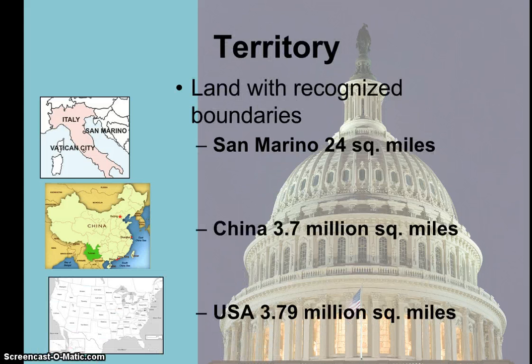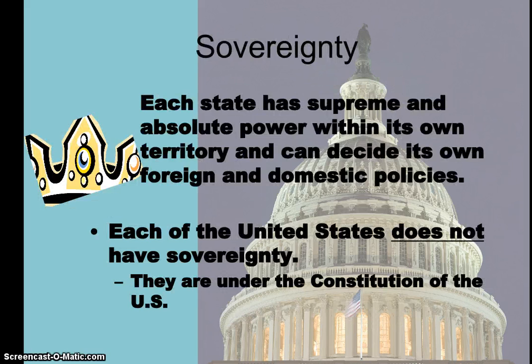All right, a state must also have territory, that land with recognized boundaries. Right, if you know where one country begins and another country ends, that means that is a legitimate, real state. Again, it can't be really small. It can't be really big, as long as it has recognized political boundaries.